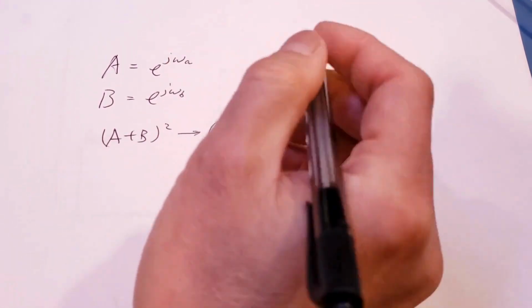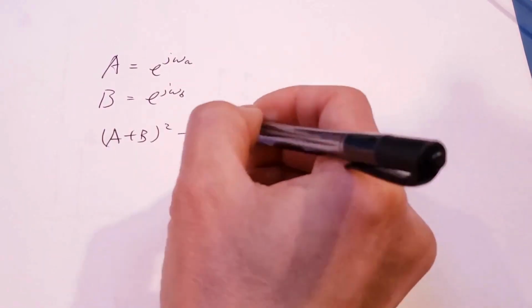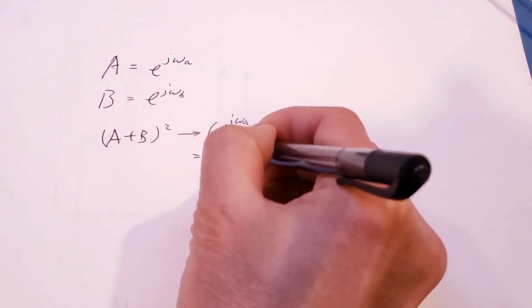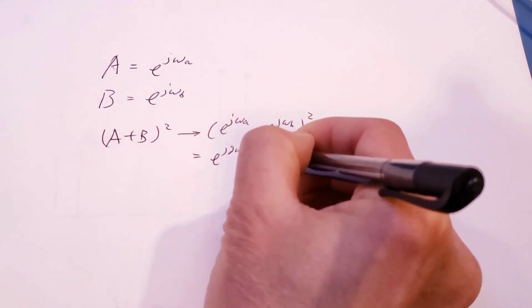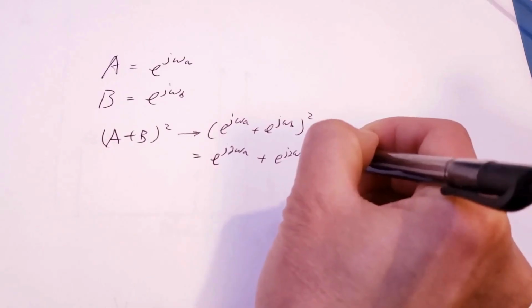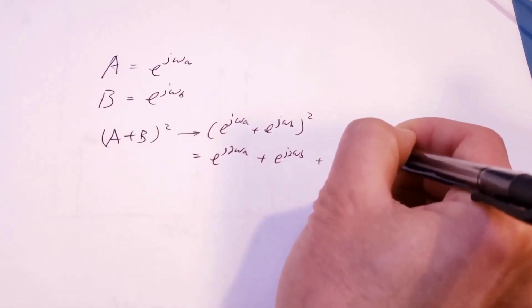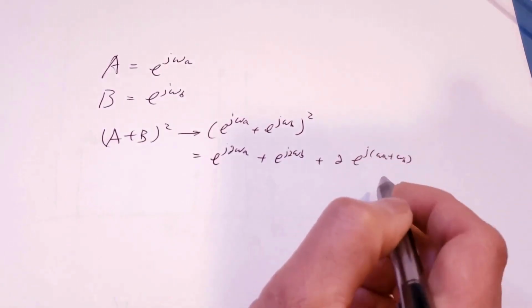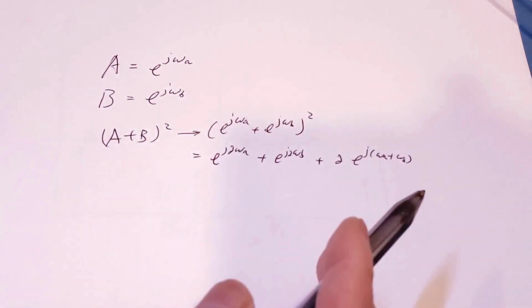And if you just simply expand that, that would equal to (EJ)² ωA plus (EJ)² ωB plus 2 EJ (ωA plus ωB). And that's where the term ωA plus and minus ωB comes in.